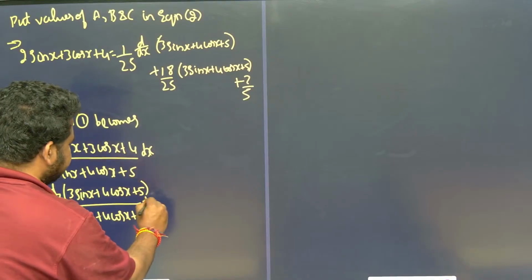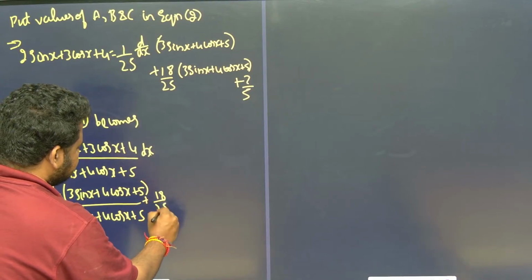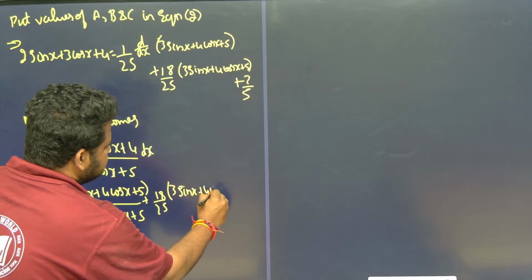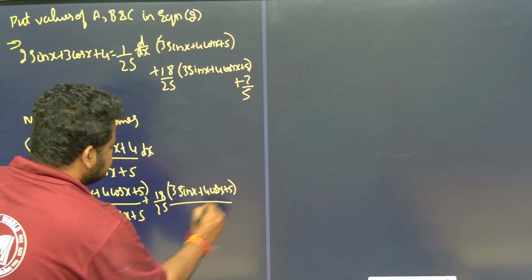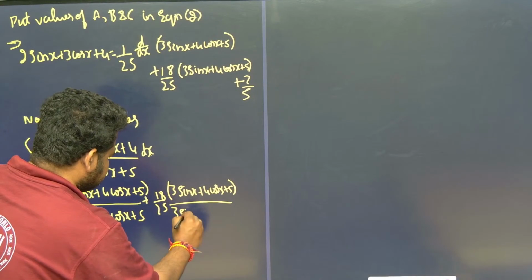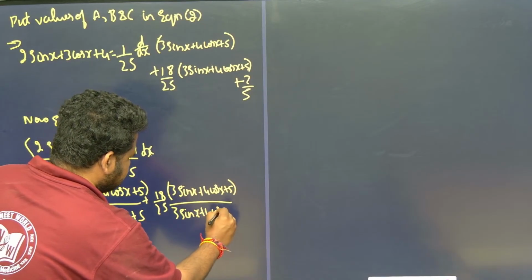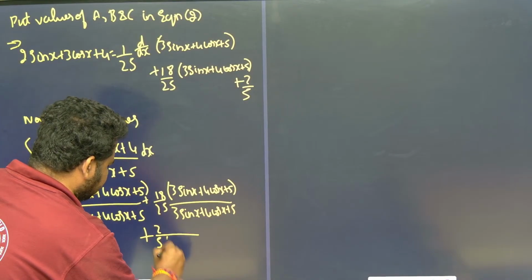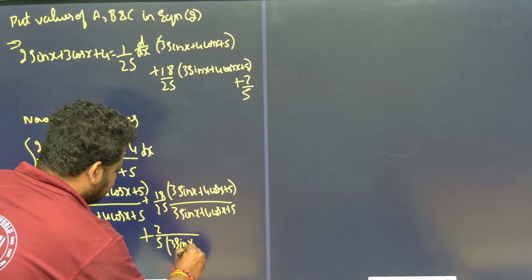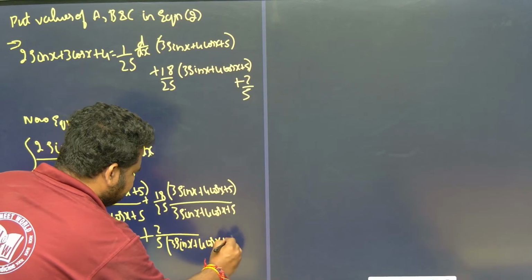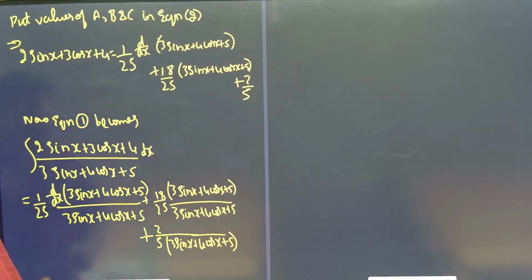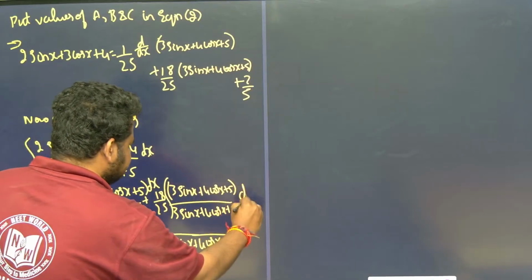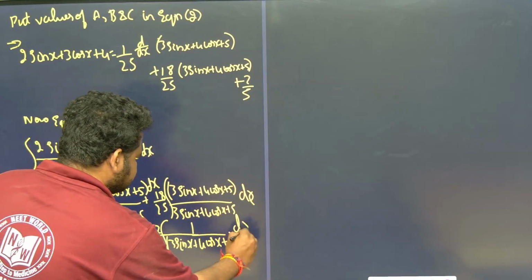Now B is 18 by 25 into the denominator, 3 sin x plus 4 cos x plus 5, divided by 3 sin x plus 4 cos x plus 5, plus C is 2 by 5. If you divide it, you will have 3 sin x plus 4 cos x plus 5 here. So this is the integral of this dx, integral of 1 by this dx.